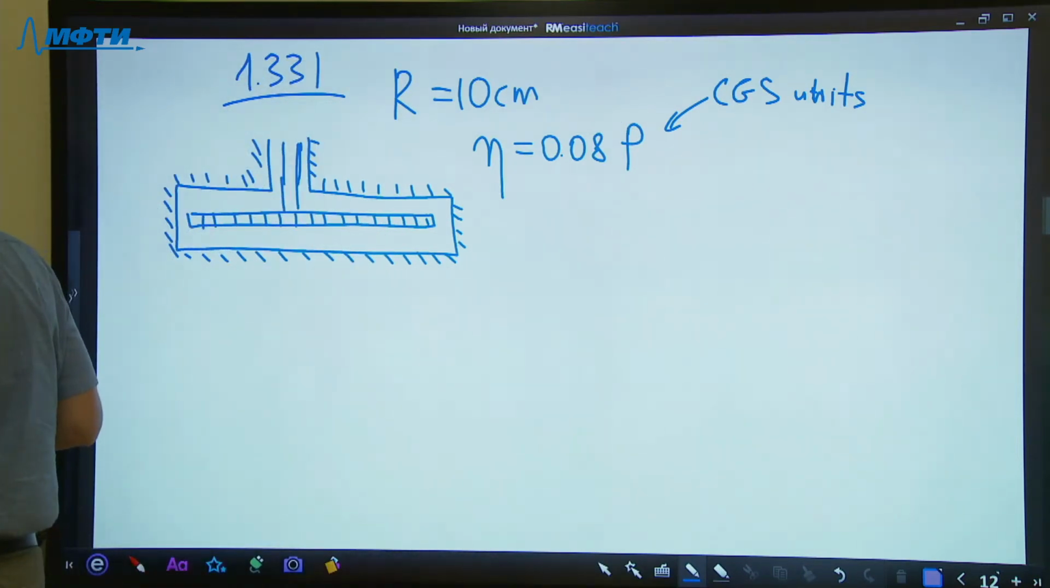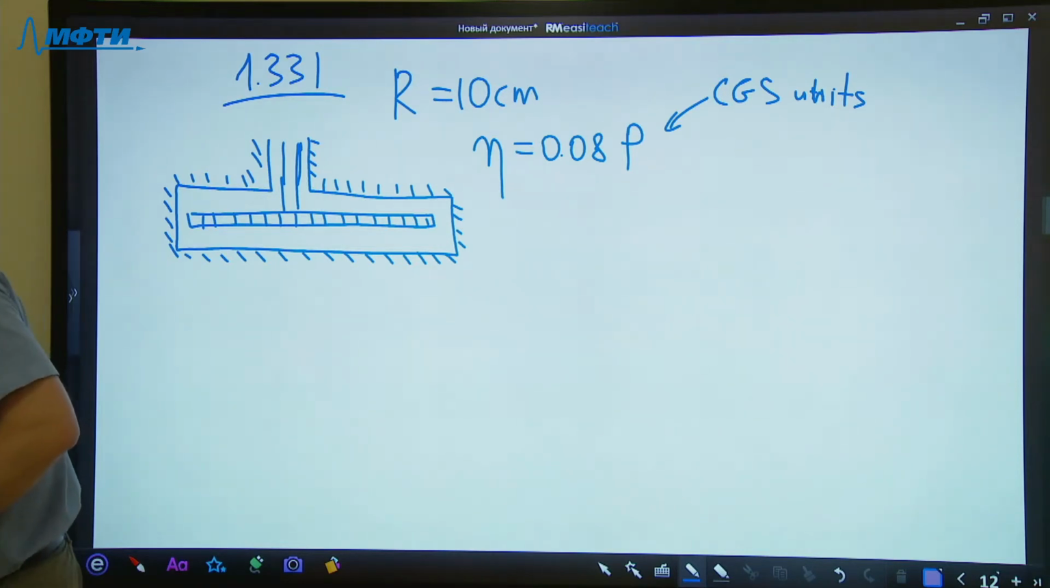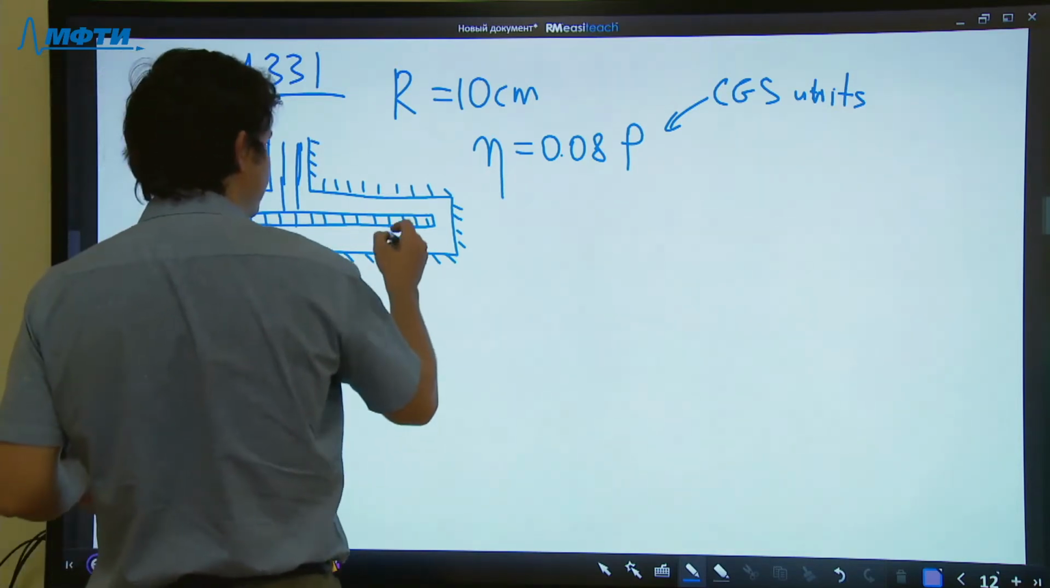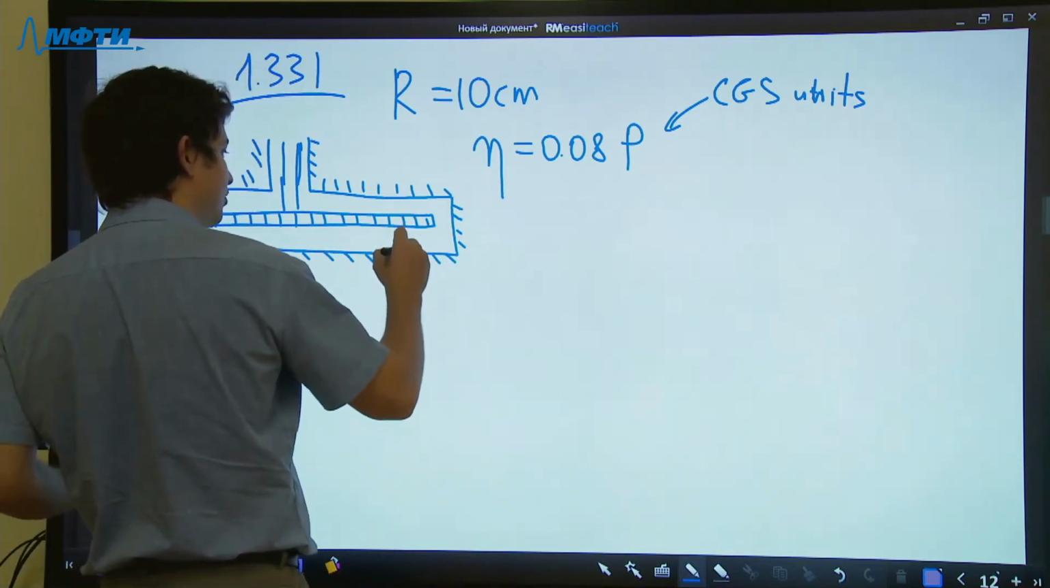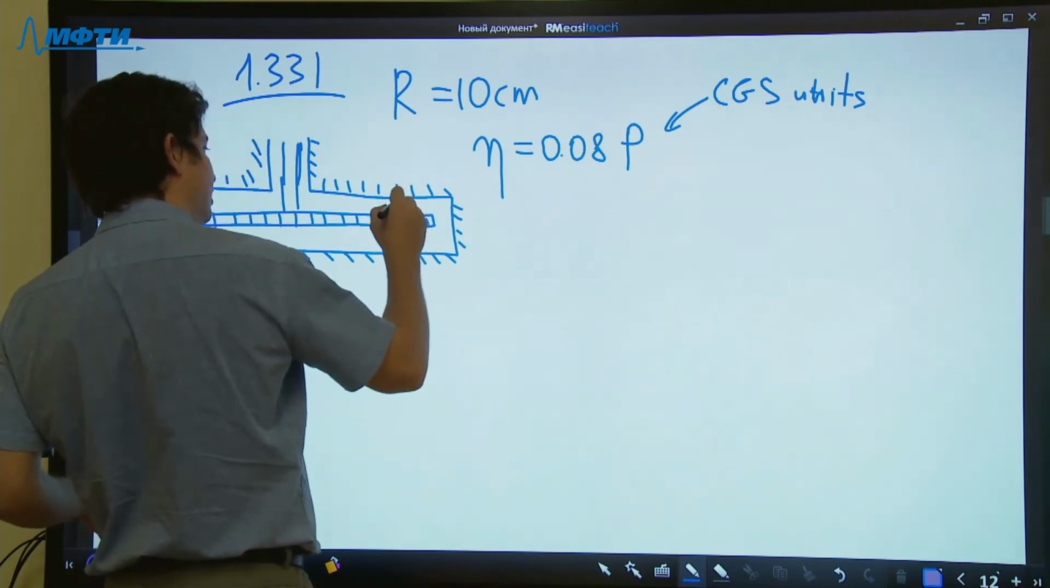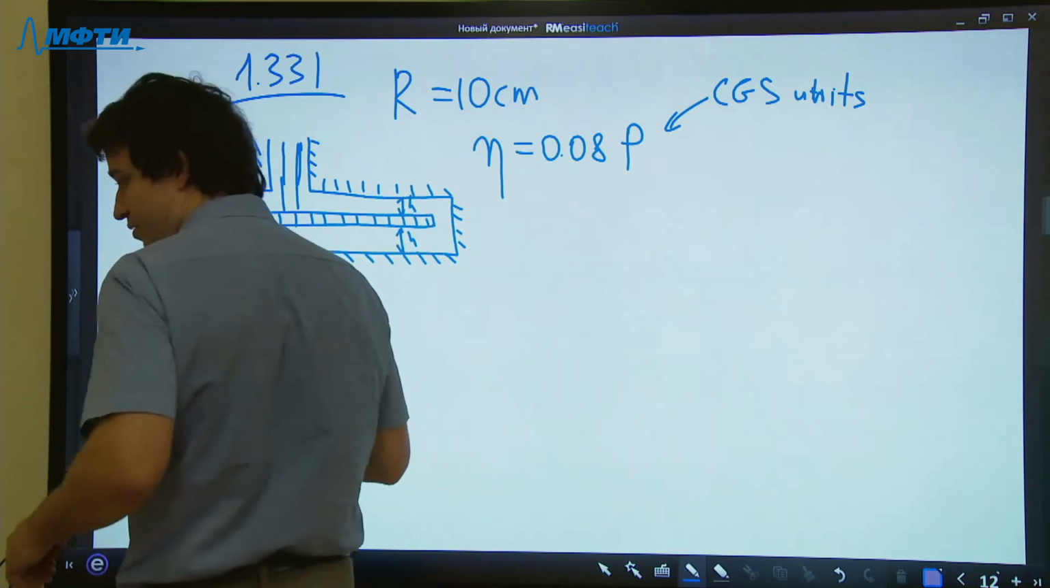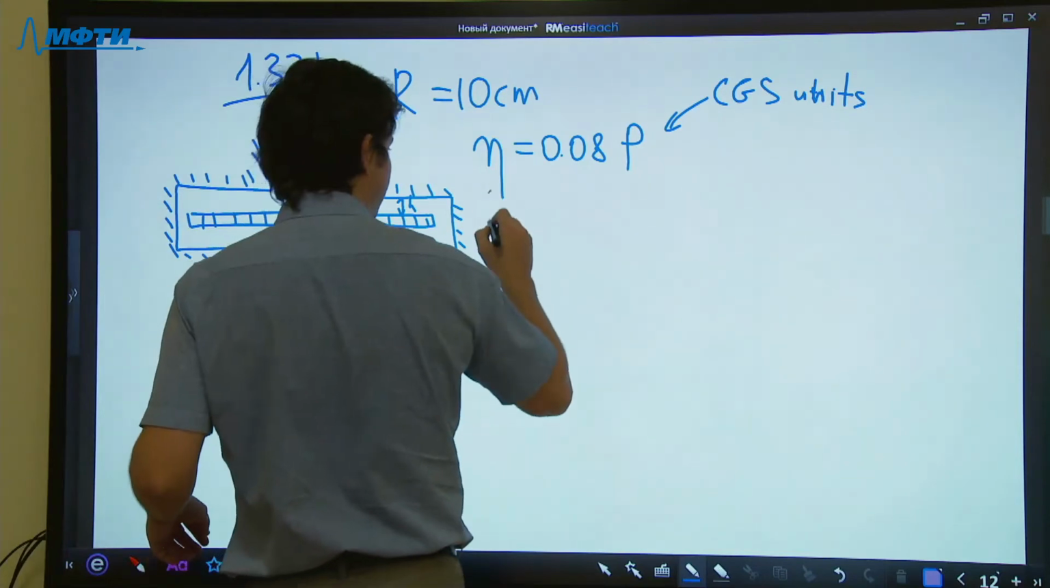The clearance between the disk and the horizontal planes of the cavity is equal to 1 millimeter. So there is 1 millimeter of separation between the disk here and the cavity here. 1 millimeter.